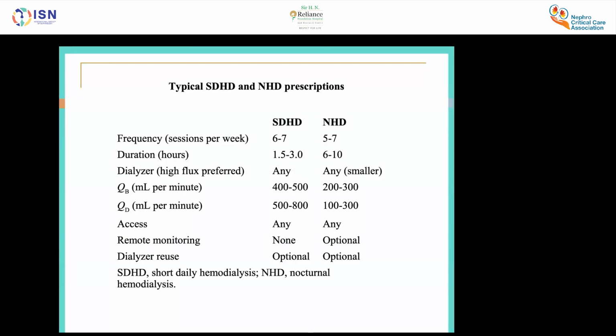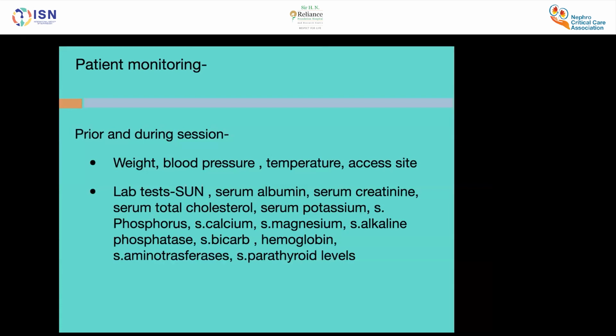So, as sir has described, we can prescribe the normal hemodialysis prescription in terms of frequency, duration, which dialyzer we are using, then blood flow, dialysate flow, then access, and any remote monitoring. During this dialysis, patient monitoring is also important.